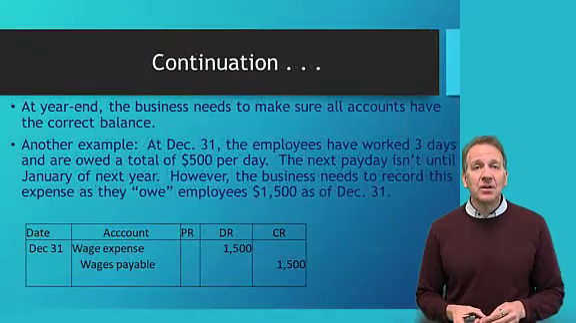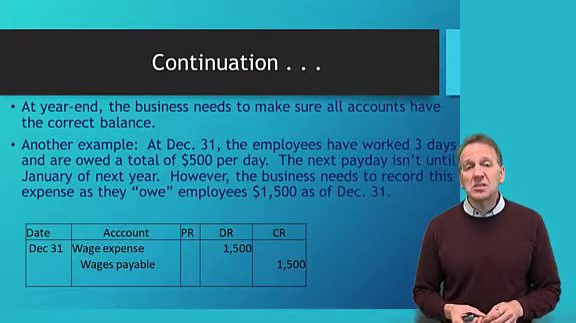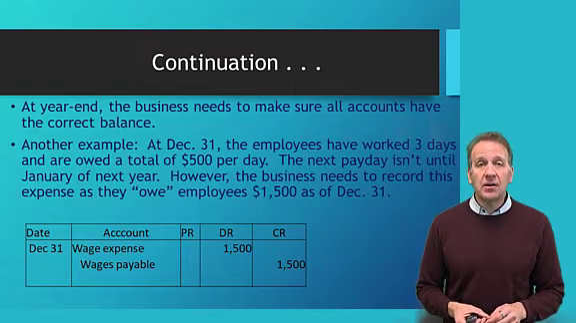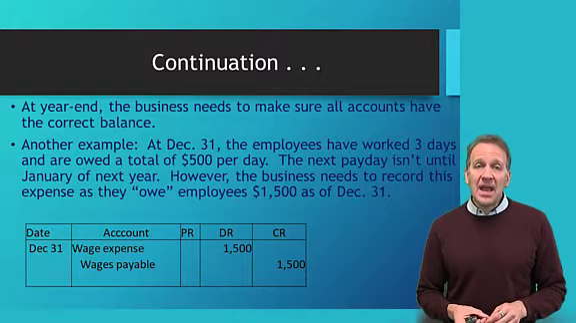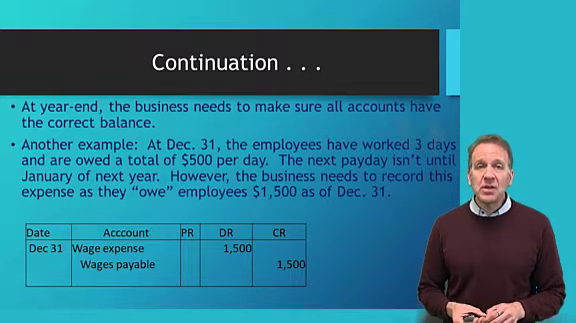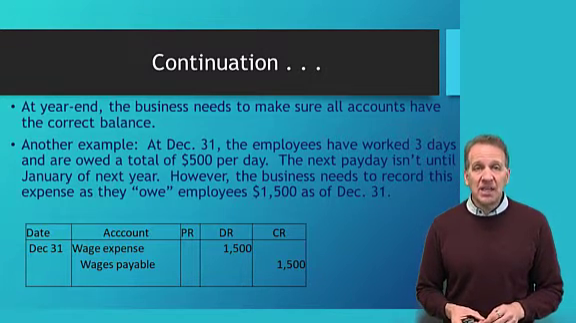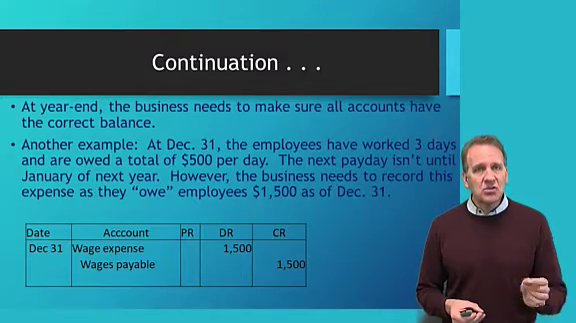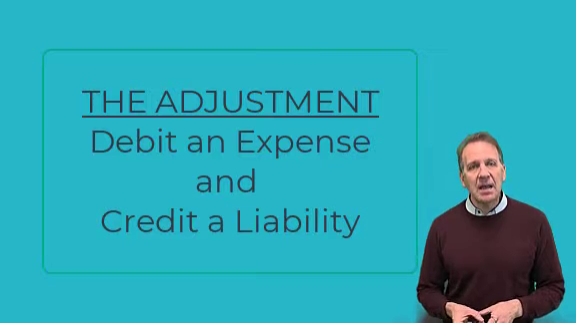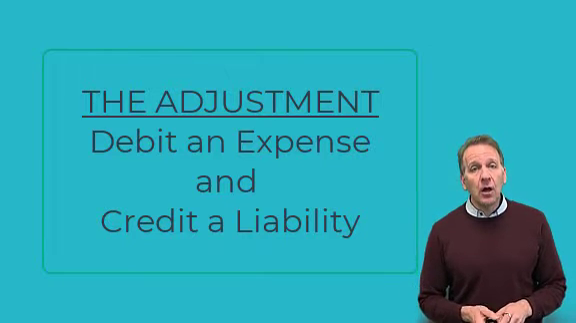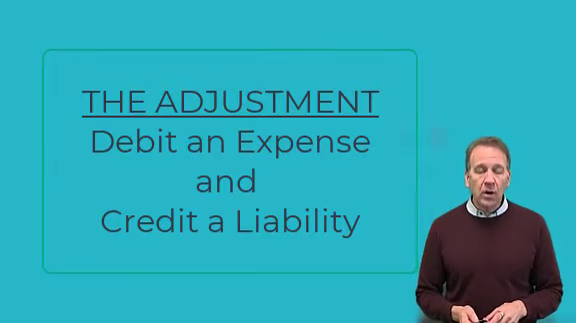So on December 31st, we're going to debit the expense, which is in this case wage expense, $1,500, and then we will credit wages payable, $1,500. So you can see it's the same adjustment that we had before, it's just the title's changed slightly. We're debiting an expense and we're crediting a liability, showing that we owe $1,500 to these employees.